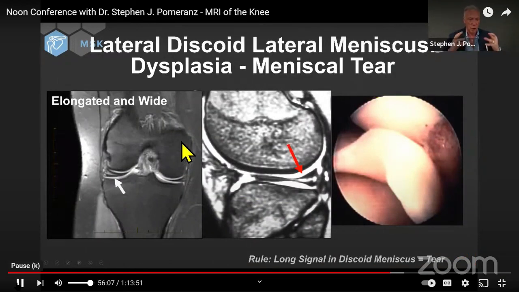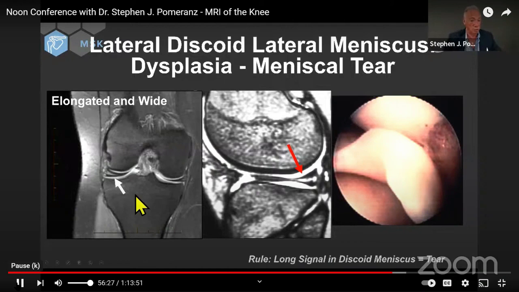Now the meniscus, when you image it in the coronal projection, should not make a tongue all the way onto the tibial spine for more than one cut. So if you see that tongue sitting on the tibial spine for more than one cut, you should be worried about discoid meniscus.